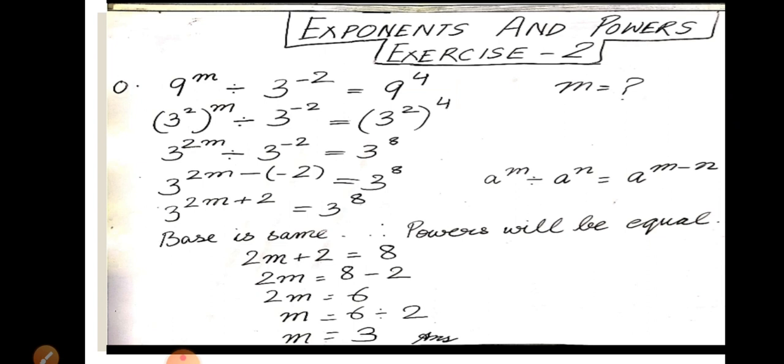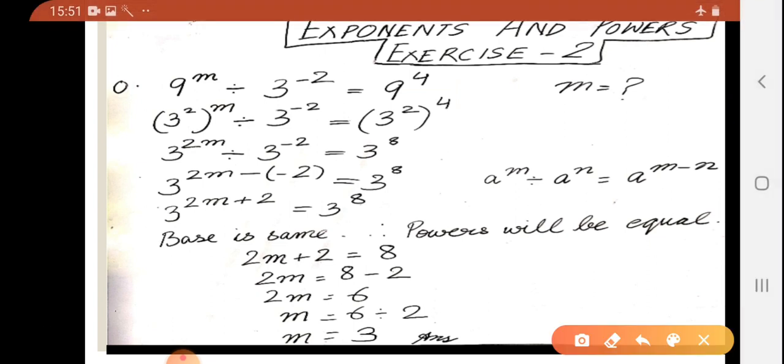So to find the value of m, we have to see that the base should be equal on the left hand side and right hand side. So here what we can do is write 9 as 3 square whole to the power m divided by 3 to the power minus 2, and 9 again we can write as 3 square whole to the power 4. Now the powers will be multiplied, so 3 to the power 2m divided by 3 to the power minus 2, and here it will come 3 to the power 8.